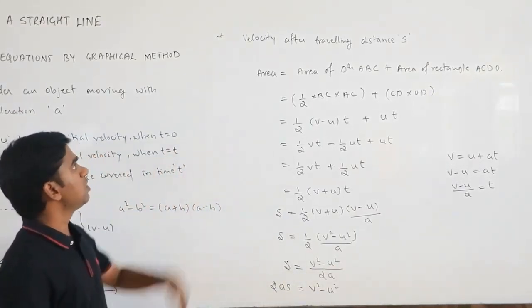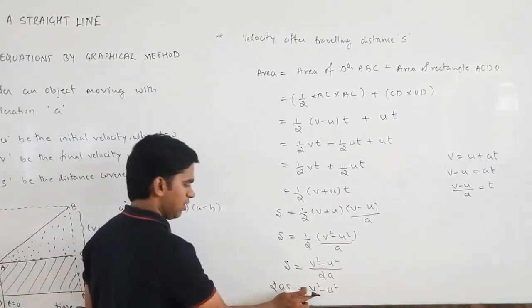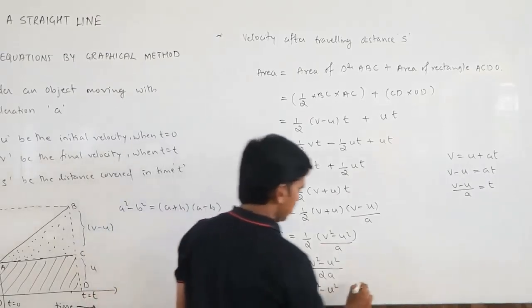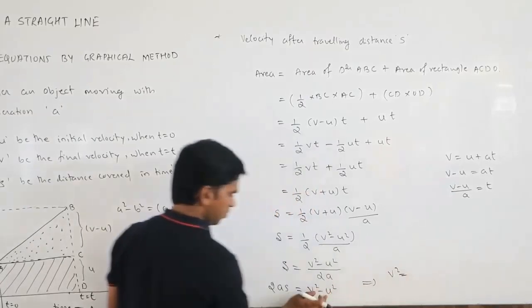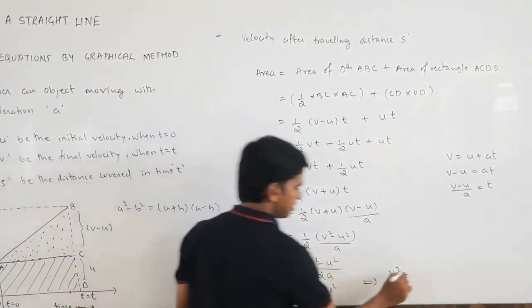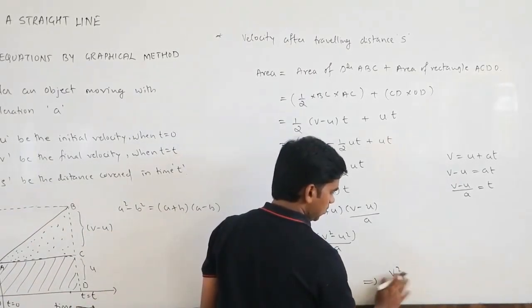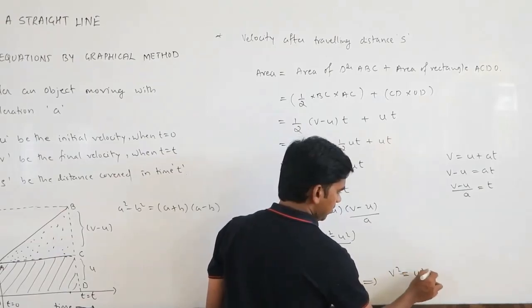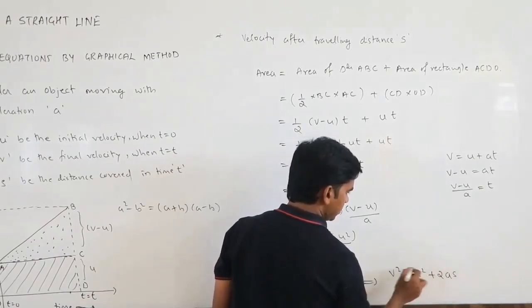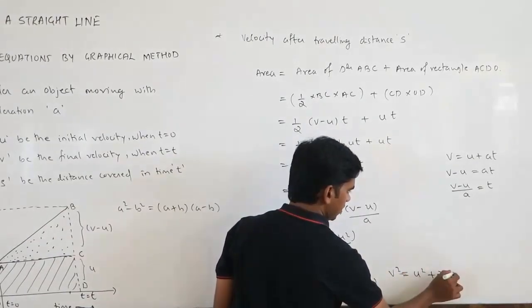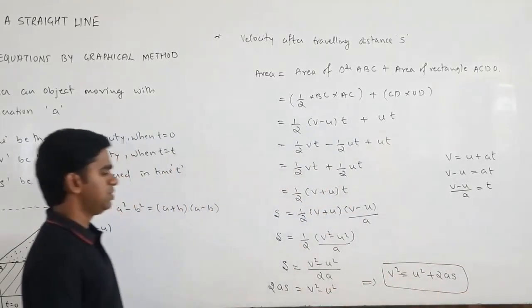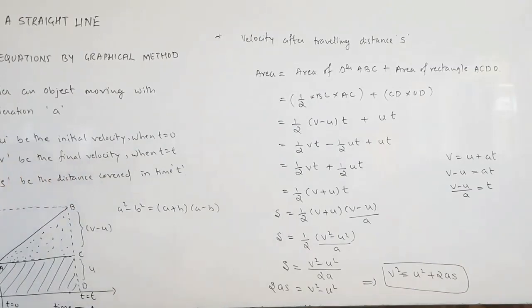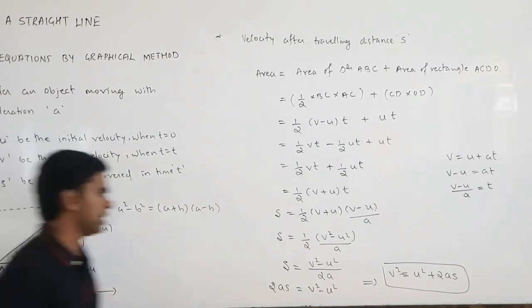So what do you want? You want velocity. So write velocity here and take U on this side. So what it will become? This will become V square equals to, when U square comes on this side, it will become plus. So V square equals to U square plus 2AS. Okay, 2AS. So this is going to be what? V square equals to U square plus 2AS. So you got the last equation.